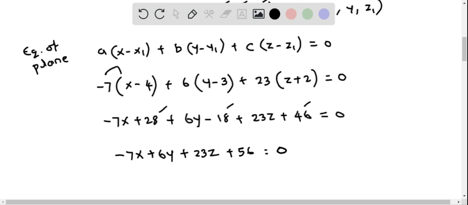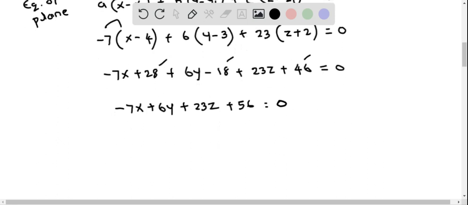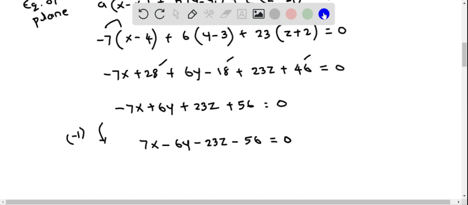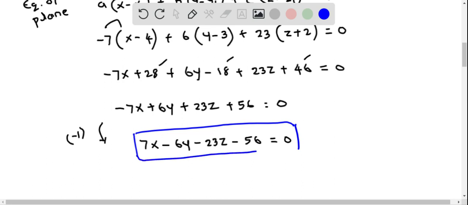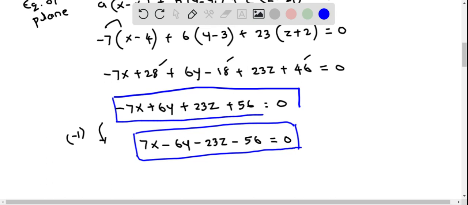This equals 0. In fact, we can rewrite this in a different form by multiplying by minus 1 so that we will have a positive term for the x component. So it is 7x minus 6y minus 23z minus 56 equals 0. So either could be the equation of the plane, or this could also be considered as the equation of the plane.